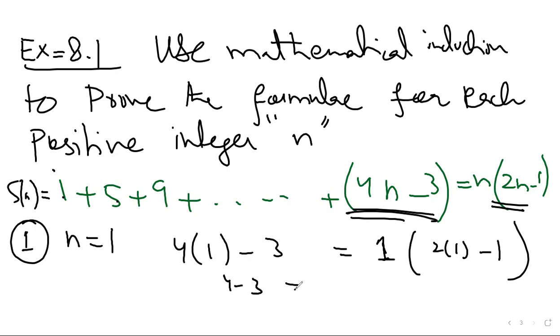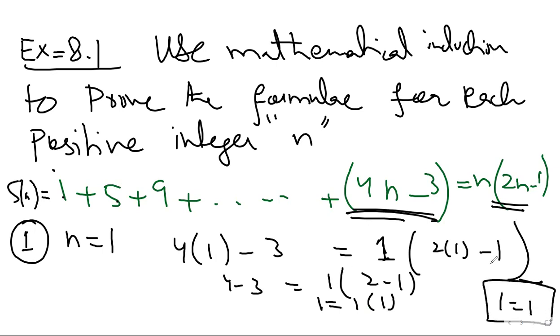4 minus 3 is 1, and 2 minus 1 is 1. 1 multiplied by 1 is 1, and 4 minus 3 is again 1. Left hand side is equal to right hand side. If left and right values are equal, it means that it is true for n equal to 1.